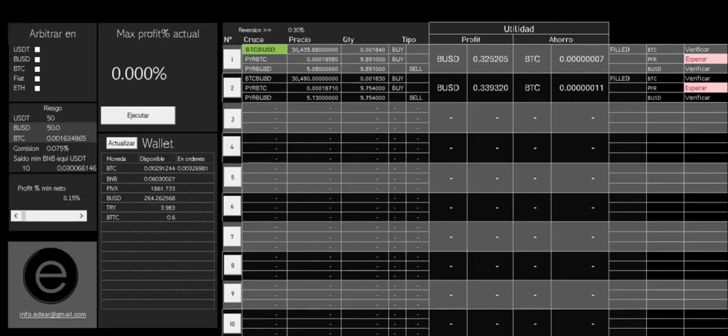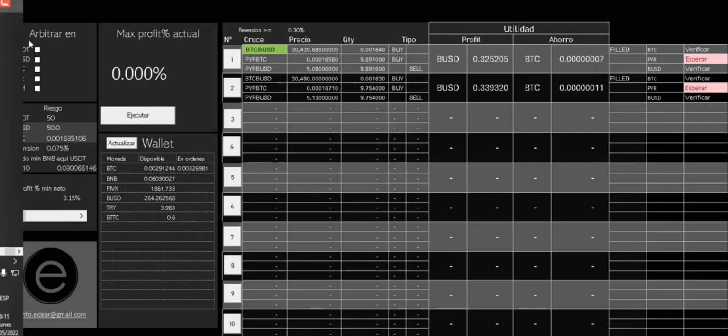Here we have a tool designed in Excel to be able to do triangular arbitrage with cryptocurrencies in the Binance exchange. It is easy to understand. Let's see how it is configured. On the left side of this tool is the configuration panel, and on the right side are the orders, the triangulation packages that this tool is sending.